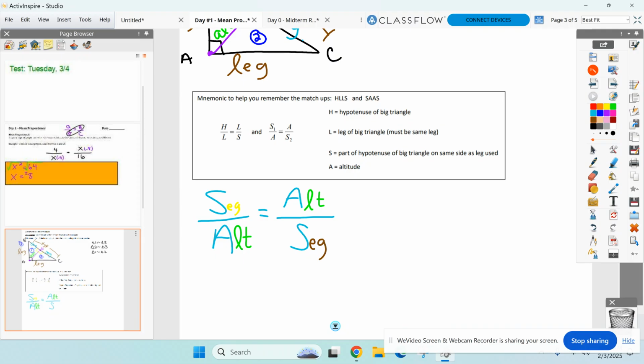Whoa, notice anything from what we talked about the very first thing today in class? What are these in the proportion called again? Your extremes or your means? Means. This is a mean proportional, because whatever you plug in for the altitude is going to be the same thing here. You should always be setting up mean proportionals. Whatever's in place of the mean should always be the same. So that's SAS. Segment over altitude equals altitude over other segment.